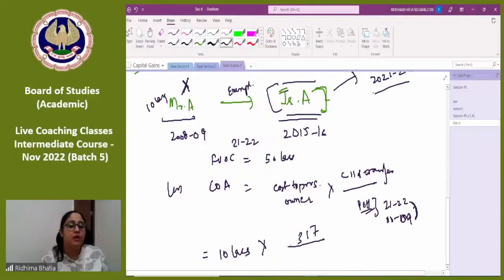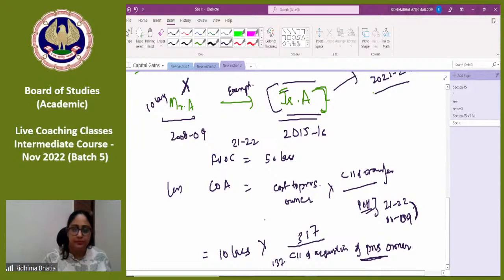Here also, in indexation, what do you do? CII of transfer divided by CII of acquisition. But here, the CII of acquisition of whom? Of the previous owner. And who is the previous owner? Who has actually paid the price for that asset? The CII of acquisition of the previous owner, that means the CII of 8-9, which is 137. So my capital gain here would be ₹26 lakhs 86,131. This would be my capital gain.